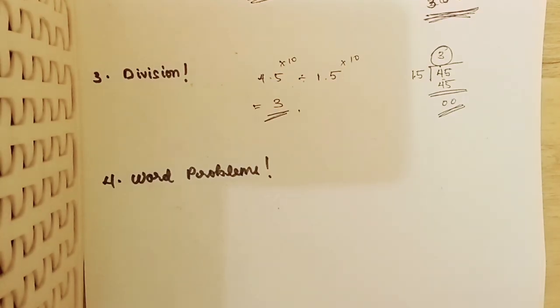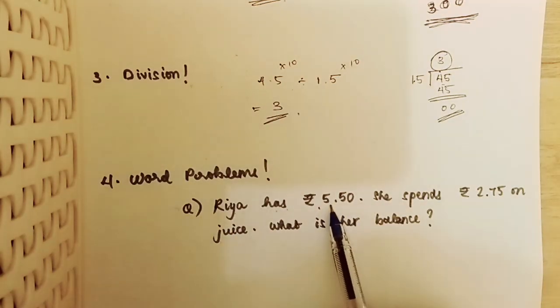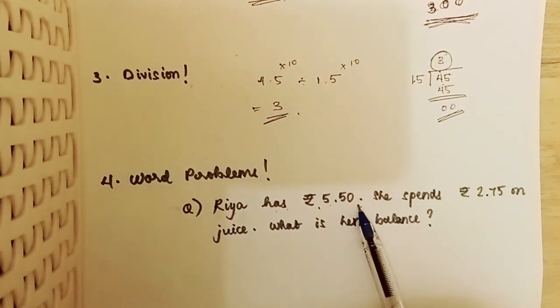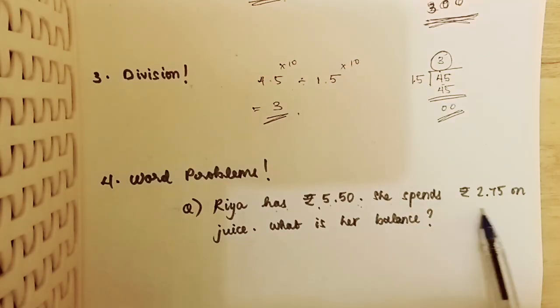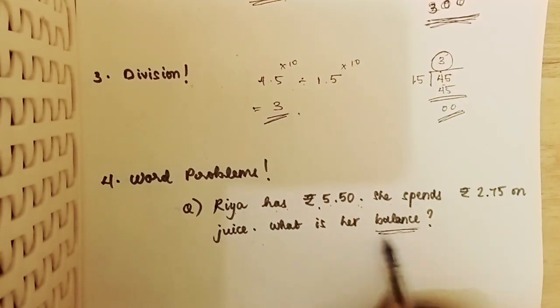The next thing that you'll find in exams are word problems. So let's take an example for word problems. So let's take this question. Ria has rupees 5.50 and she spends rupees 2.75 on juice. What is her balance? So balance means subtraction.